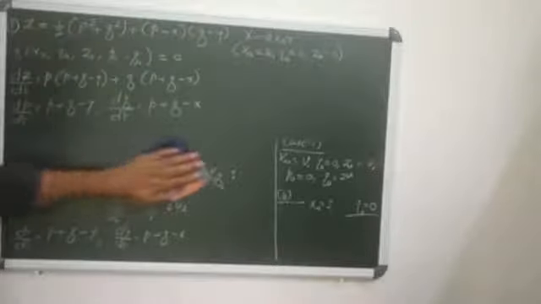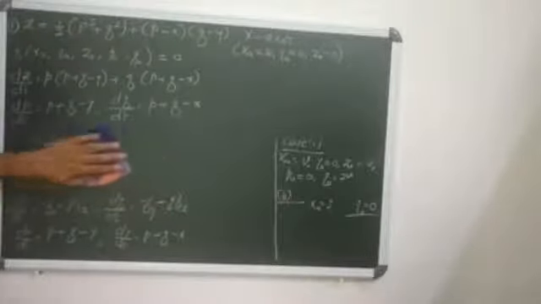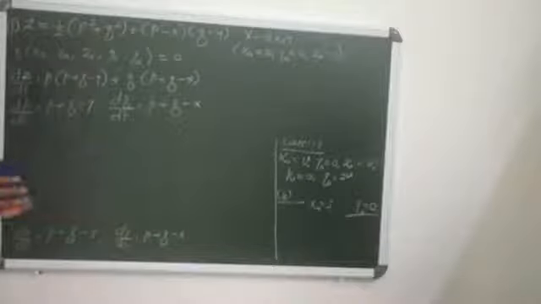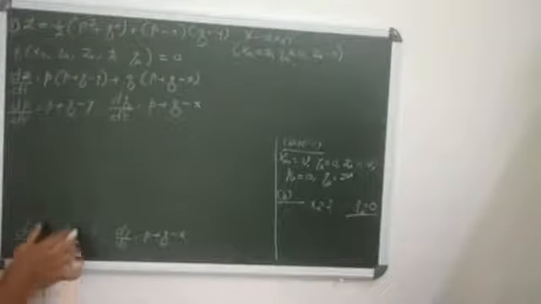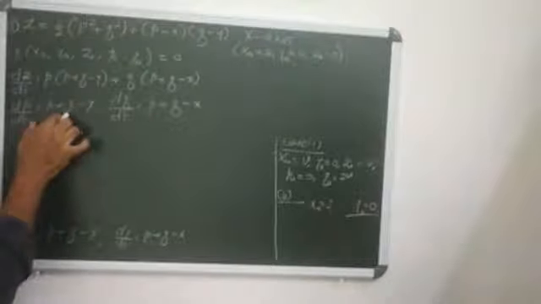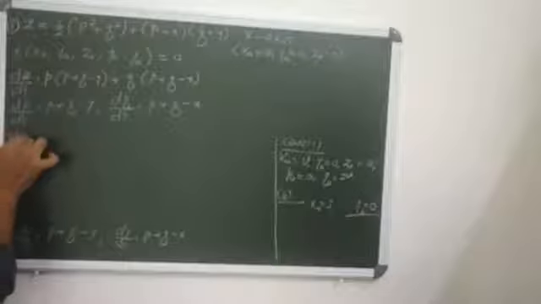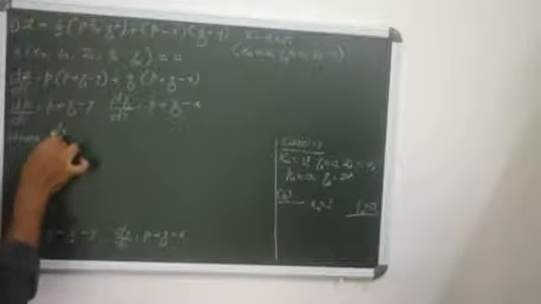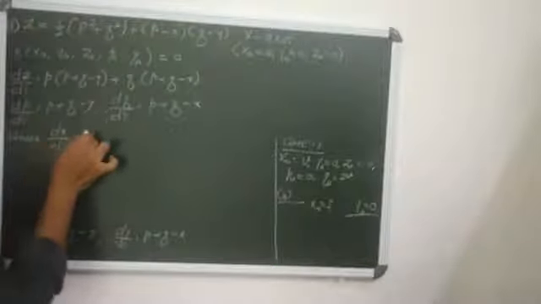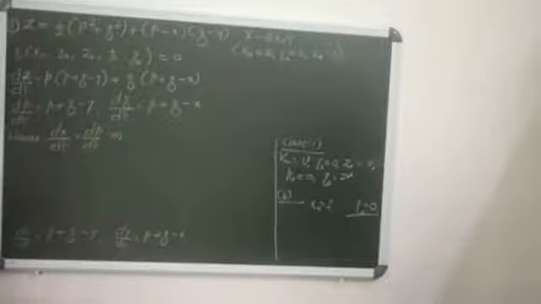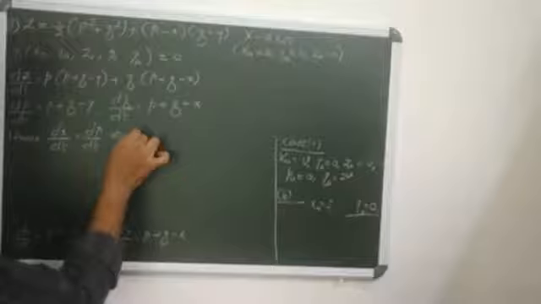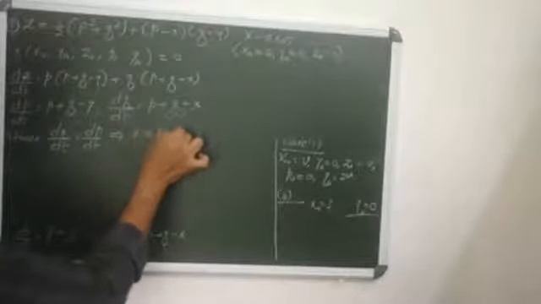Now by using these arguments, listen: we have dx by dt and dp by dt are the same. Hence dx by dt equals dp by dt, so that means dx equals dp. On integration we have x equals p plus c1.